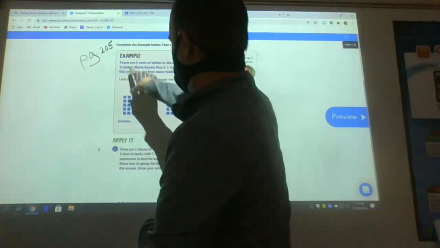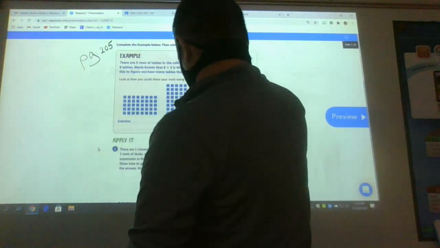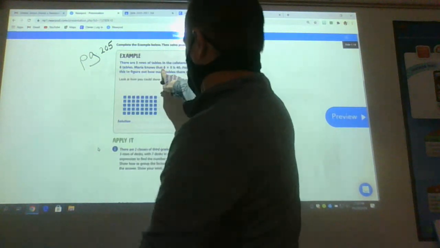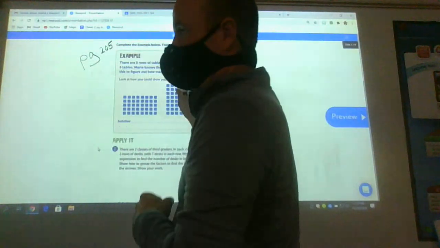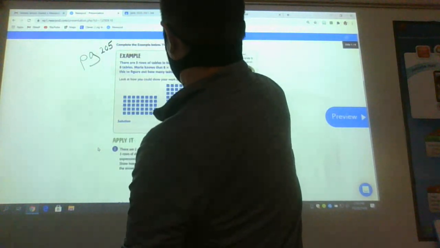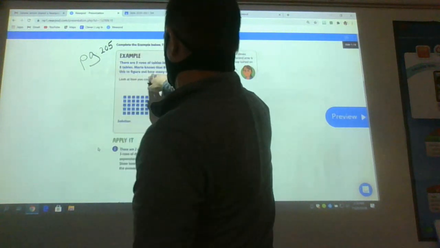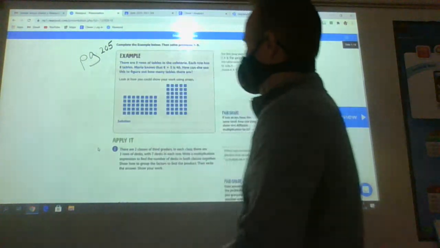Okay, the example says there are 5 rows of tables in the cafeteria. Each row has 8 tables. Maria knows that 8 times 5 is 40. That's as old as Mr. Davis. How can she use this to figure out how many tables there are?